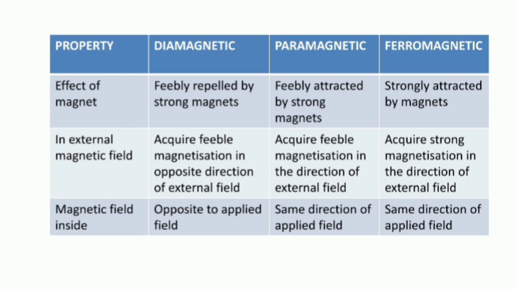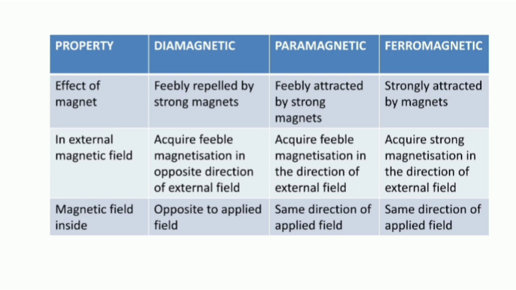Next one is, if we keep this material in the external magnetic field, diamagnetic material will acquire feeble magnetization in the opposite direction of the external field. Paramagnetic material will acquire feeble magnetization in the direction of the external field, in the same direction. Ferromagnetic material will acquire strong magnetization in the same direction of the external field.